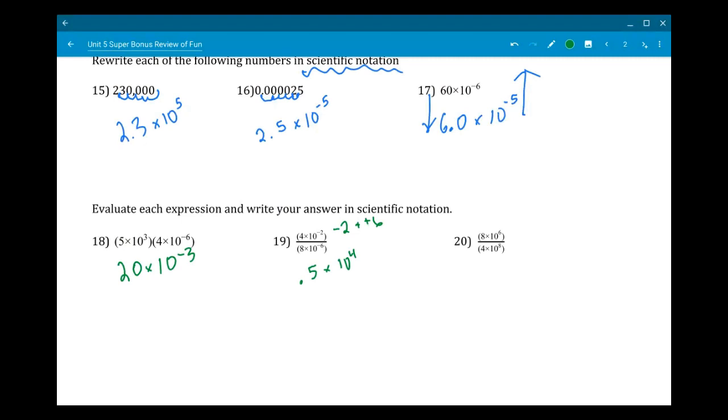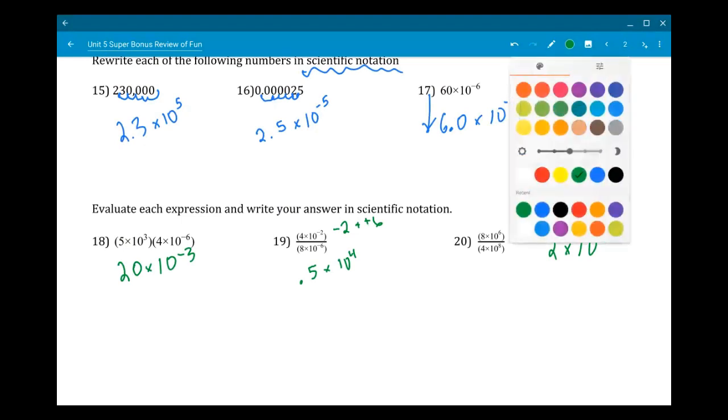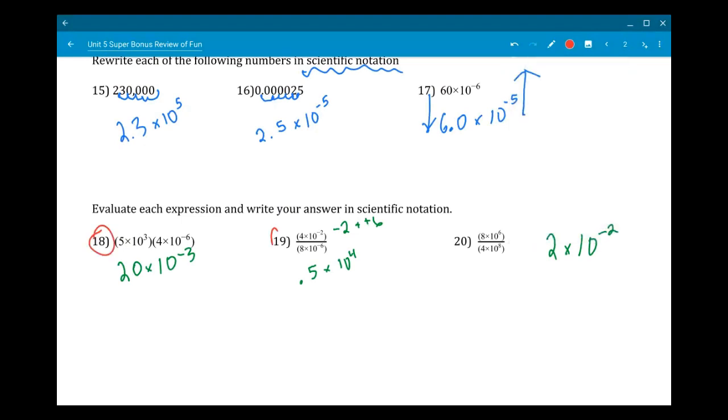Same thing for number 20. Divide the numbers, 8 and 4, get 2. And 6 minus 8, get -2. That's the basic, okay? Multiply the numbers, add the exponents when you're multiplying, divide the numbers, and subtract the exponents when you're dividing, okay? However, we now have to go back and make a correction on both 18 and 19, because while our answer is numerically correct, it's not in scientific notation, okay?